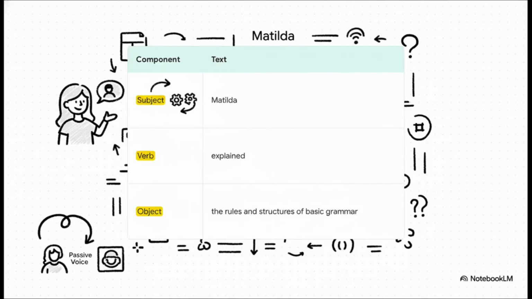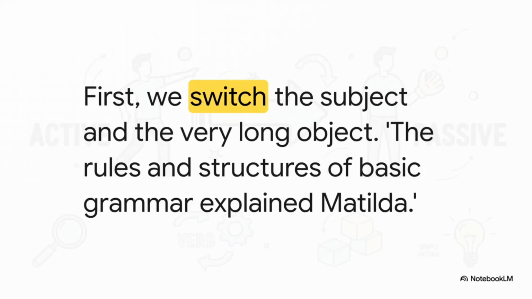Okay, first things first. Let's break this sentence down into its parts. The subject? That's easy. It's Matilda. The verb? Explained. Now the object. To find the object, you just ask yourself, what did Matilda explain? And the answer isn't just rules. The answer is that whole chunk, the rules and structures of basic grammar. And that's a really important takeaway here. The object can be a big, long phrase, not just one word.